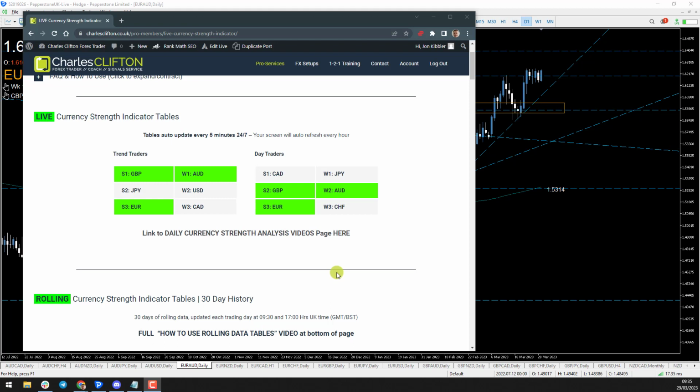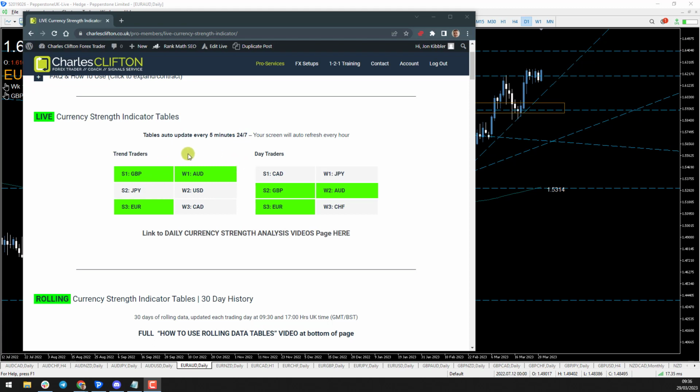Here you can see we have our two tables in front of us. We have the trend traders table and the day traders table. These are the same studies but just highlighting different time frames. You can see here that some of the currencies are highlighted in green. That means there is a confluence between the two studies, and that's where we'll be focusing most of our attention in these videos. The tables auto update every 5 minutes, 24/7, meaning that our members can see how the markets stand right now in real time.